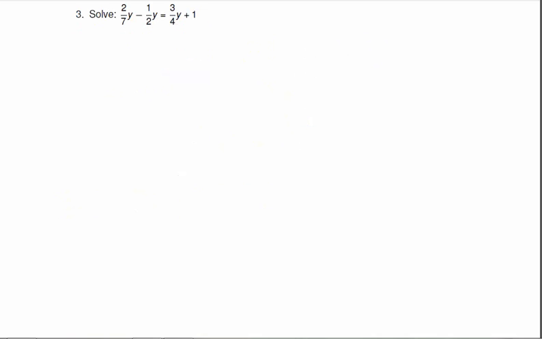Number 3. Since this one has fractions, the first step would be to clear the fractions. And we do that by finding the least common denominator. Between 7, 2, and 4, this would be 28. So I'm going to multiply everything in this equation by 28.